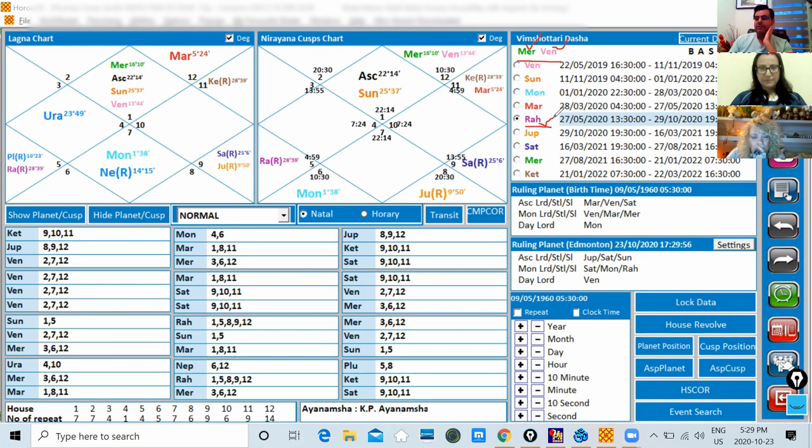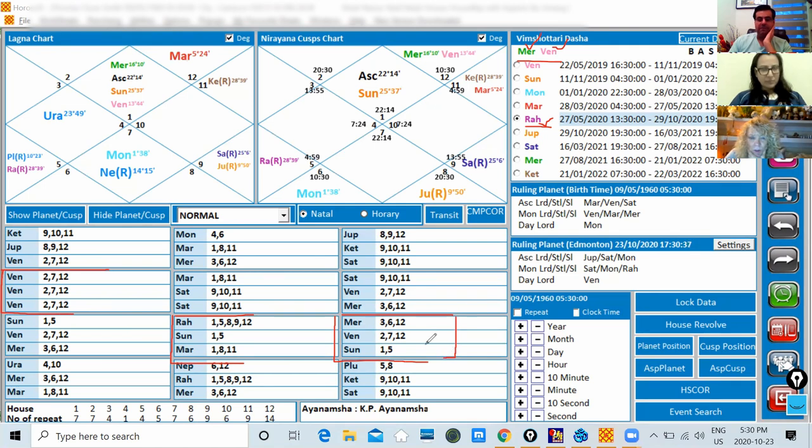So let's say the question comes to you: how does the financial prospect look for me at present? The client comes and says, tell me something about my career or my financial position. What's going on? You saw the DBA and you marked them. So this is Mercury, this is Venus, and this is Rahu. And we know how to read it, right? Planet, Nakshatra, Sublord.